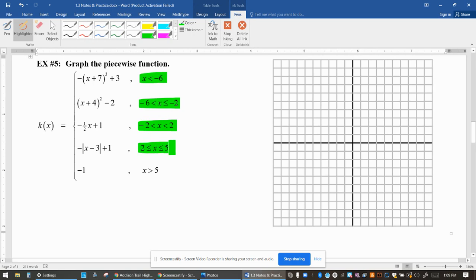Okay? So what I like to do is pay attention to where those restrictions occur. You can see that some functions are restricted at -6. Some are, like this next one is -6 and -2, -2, +2, +2, 5, and 5. So take a look at all those different restrictions, those values on the x-axis. That's the second thing I like to do.